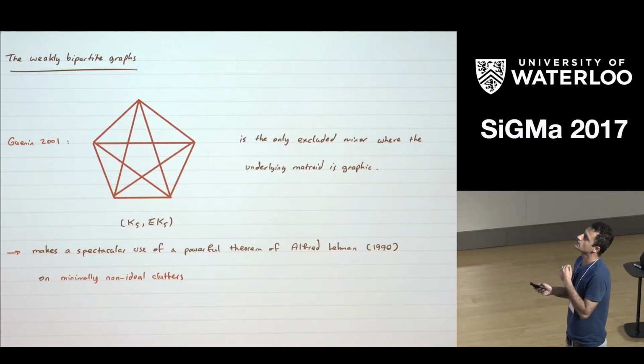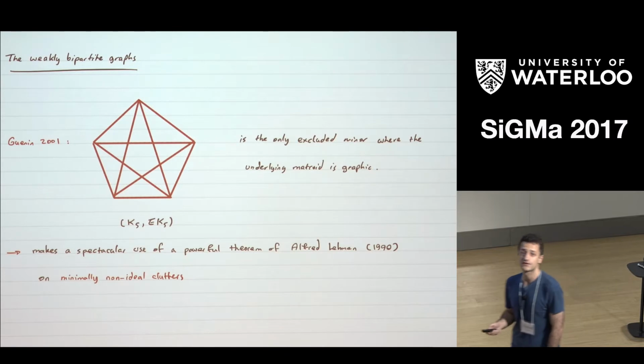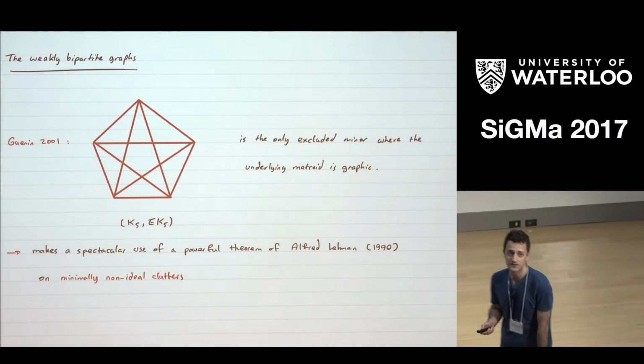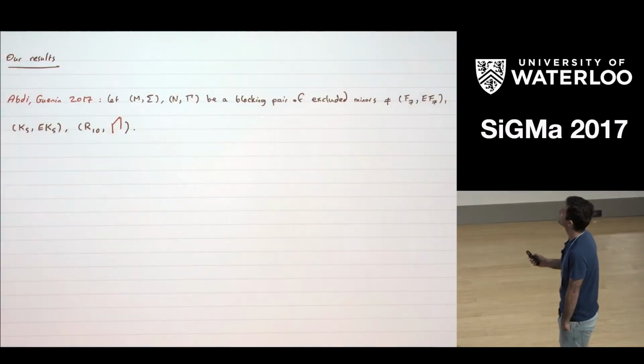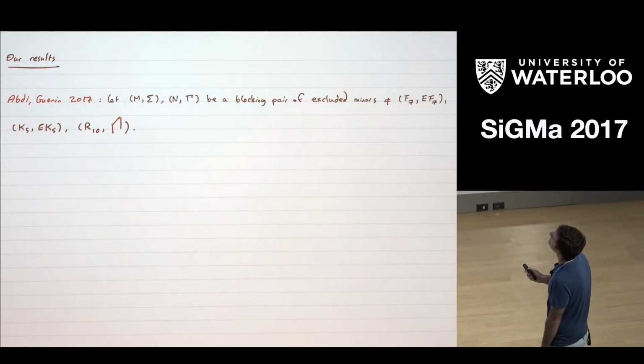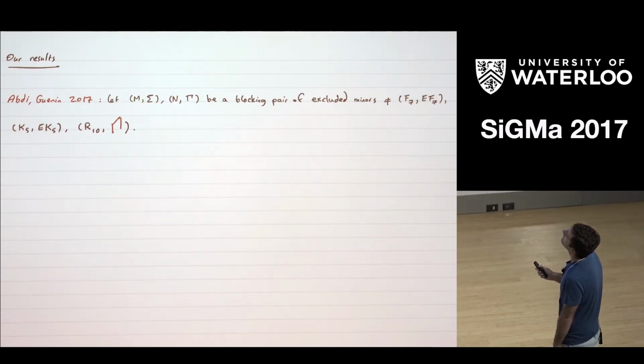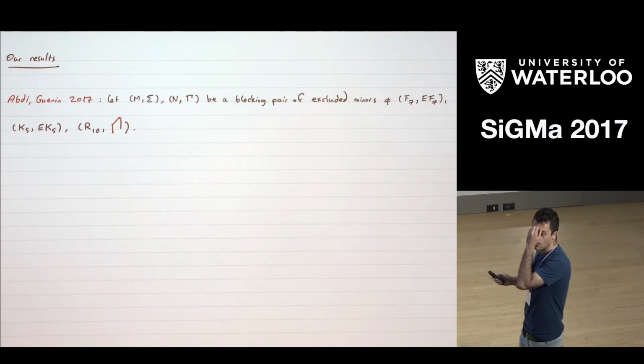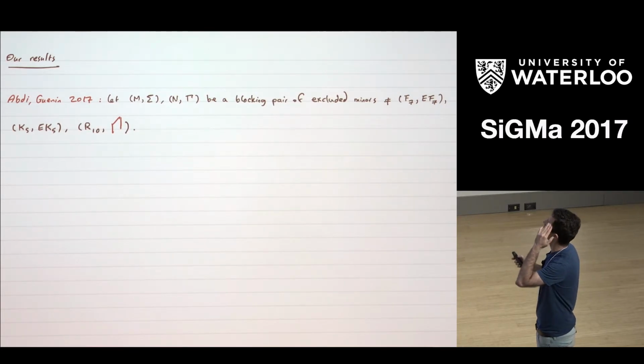So what do we do? We essentially have two results. The first one is a result in support of the conjecture. What it says is that, let's say you give me a blocking pair of excluded minors, M, sigma, and gamma, different from the ones that are already known. Okay? So the conjecture is there isn't any.